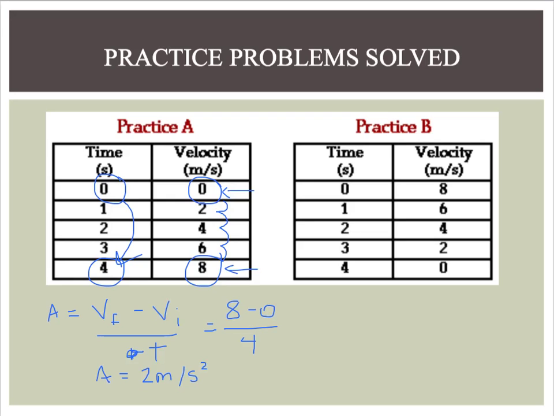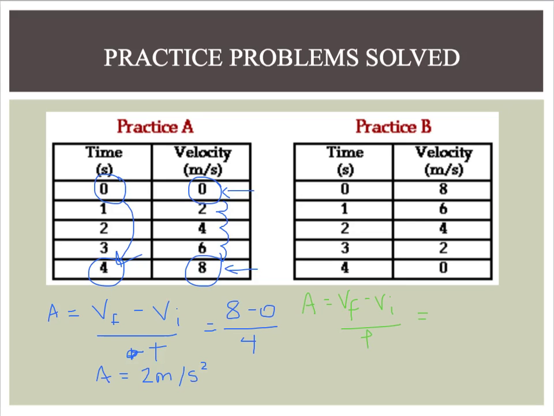Now let's try this other one, this other practice problem right next to it. Again, we'll start out writing our formula. Velocity final minus the initial all over time. Okay, and I'm writing this condensed so it takes up less room, but if you want to use each row kind of like what we've done in the past, you can do that too.